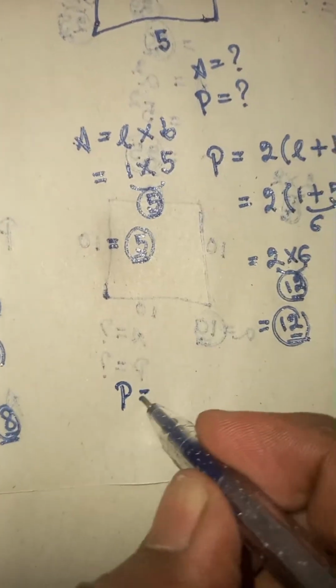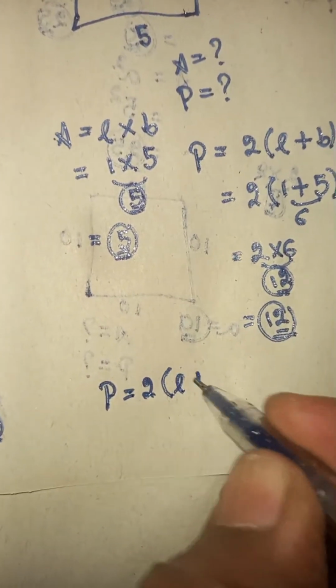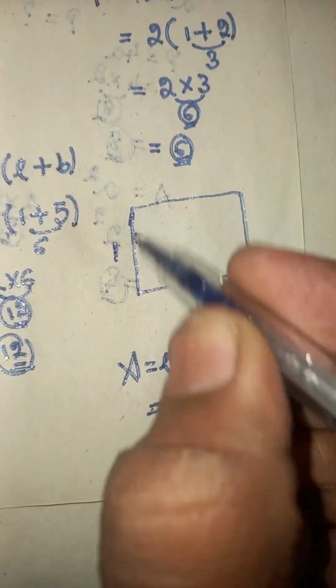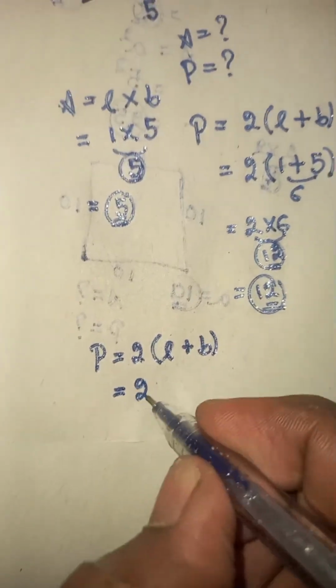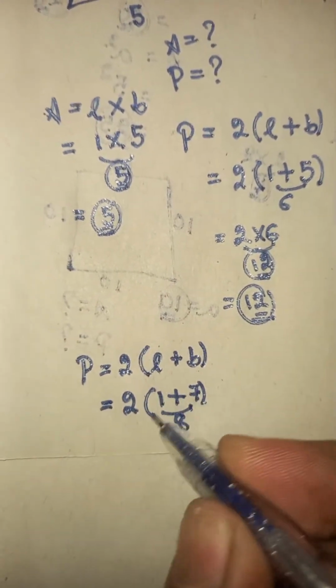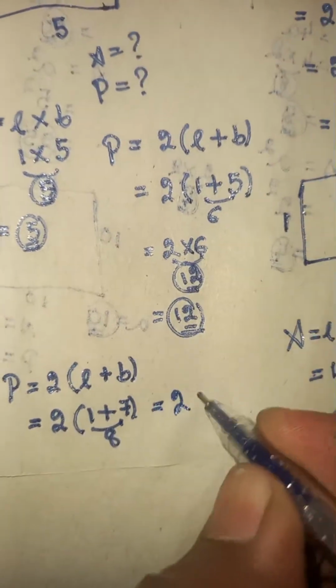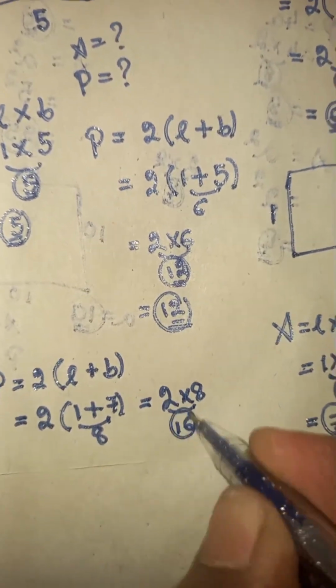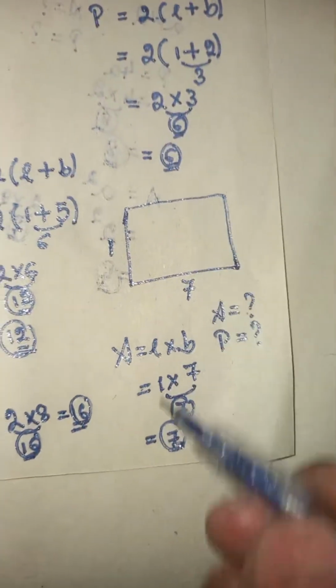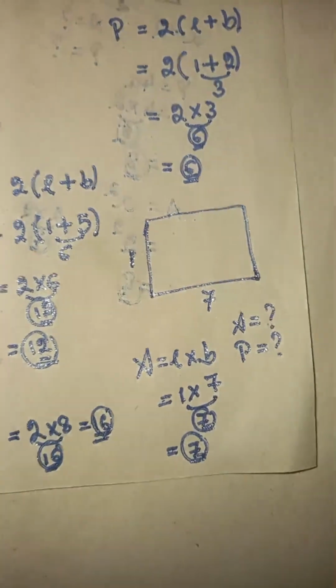Let's find the perimeter. Perimeter is also the same way, 2 times (length plus breadth). That is, you need to multiply by 2 after adding length and breadth. Here they have given length as 1 unit and breadth as 7 units. It becomes 2 times (1 plus 7). 1 plus 7 is 8. After adding, you multiply by 2. 2 times 8 becomes 16. So 16 units is the perimeter, and the area is 7 square units.